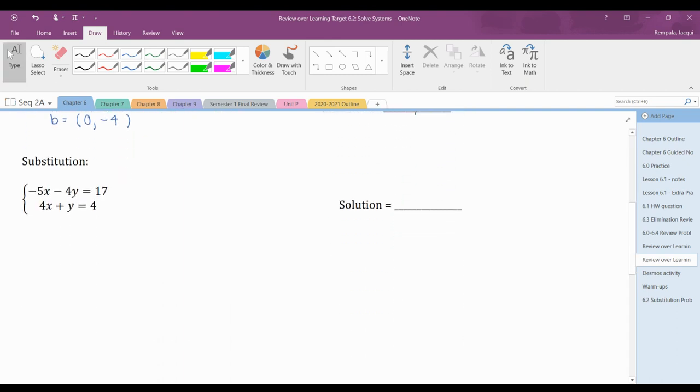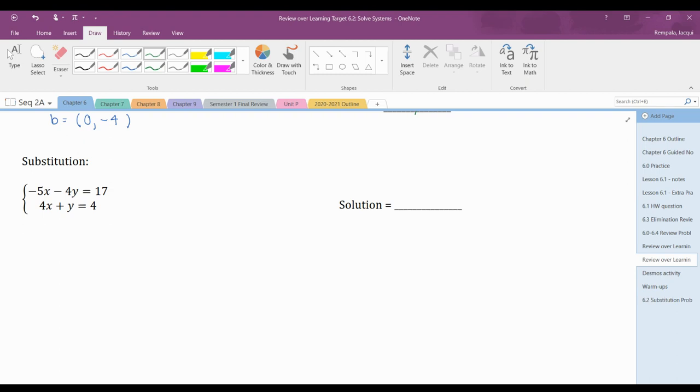Okay, the second way that we learned how to solve was through substitution. And so in order to do substitution, you want to have a variable by itself, so then we can replace that in the other equation. So right now, if I look at my problem, I've got negative 5x minus 4y equals 17. So the top equation, I don't see x equals, or I don't see y equals. So I don't see a variable by itself. If I look at the bottom equation, I've got 4x plus y equals 4. Once again, that bottom equation, I don't see x equals or y equals.